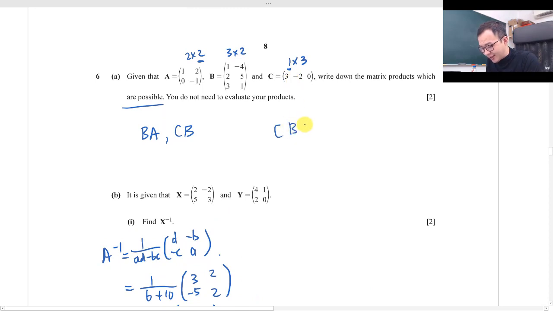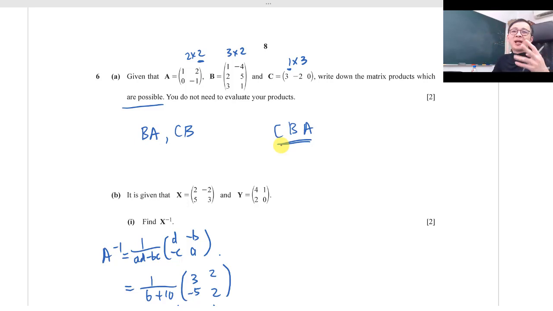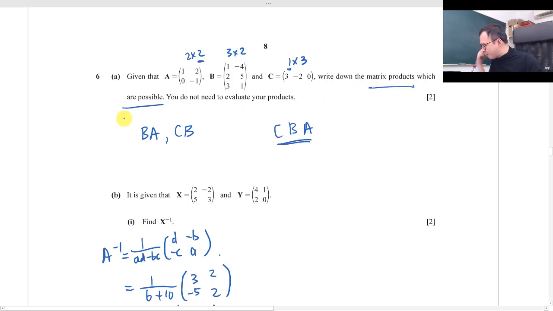CBA, yeah, I think it is possible, but then I checked the marking scheme. Somehow they're trying to mean it's a multiply of two metrics. Over here they don't say much, they just say metric product which are possible. So I guess maybe you will get the mark, but it's not in the marking scheme.